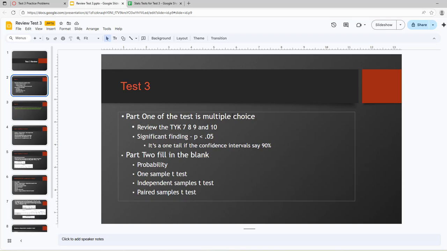Test 3 review. Part 1 of the test is just like last time. It's multiple choice, 25 questions. You want to review the TYKs, so TYK 7, 8, 9, and 10.